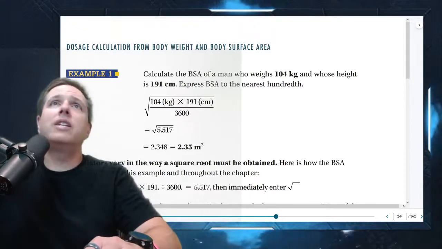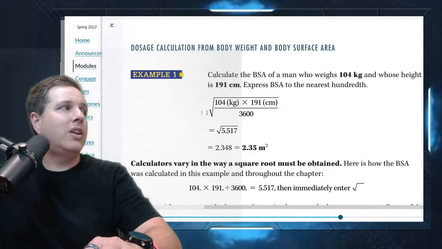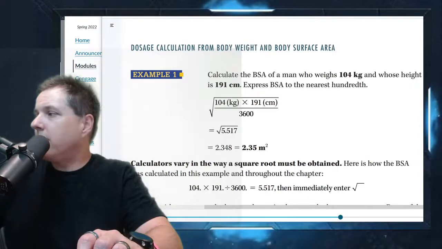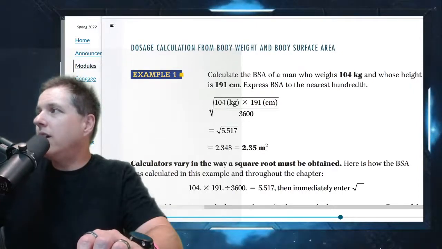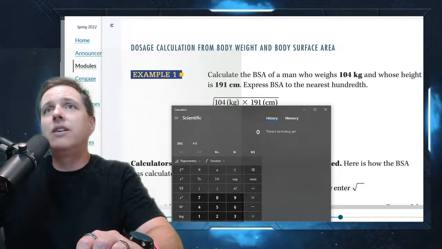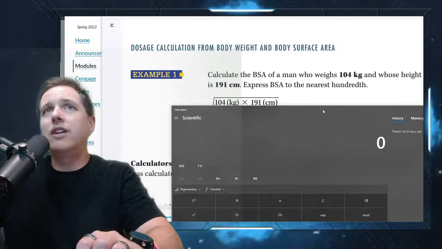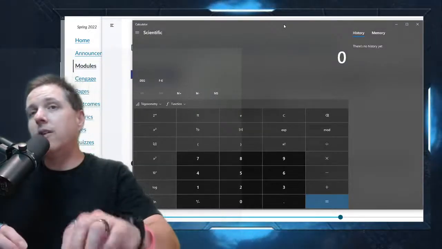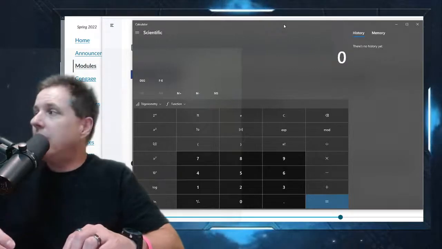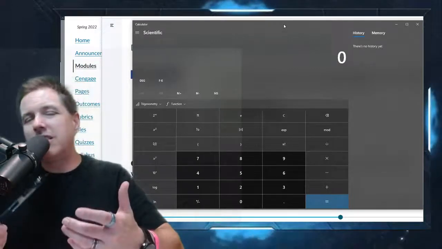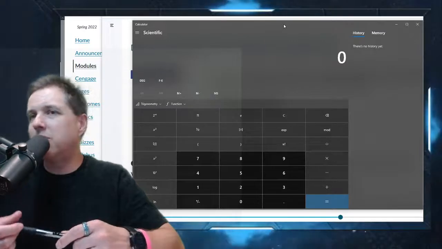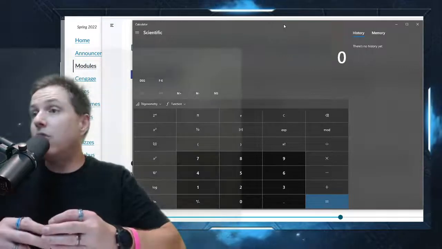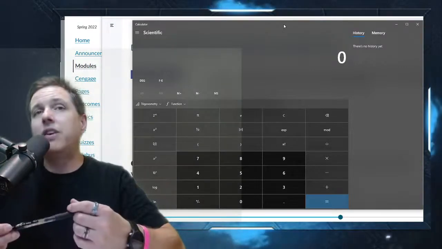Now, here's what I was kind of hinting at a minute ago. Calculators vary in a way. Square roots must be obtained. So let's take a look at the example here. Calculators are weird in that there are tons of different ways to design calculators. You'd think it'd be pretty basic, but no, they work totally different ways. When we have classes where students use graphing calculators, the standard is usually a TI-84, Texas Instruments TI-84 calculator. That's kind of the standard in college. But there are other great graphing calculators out there.